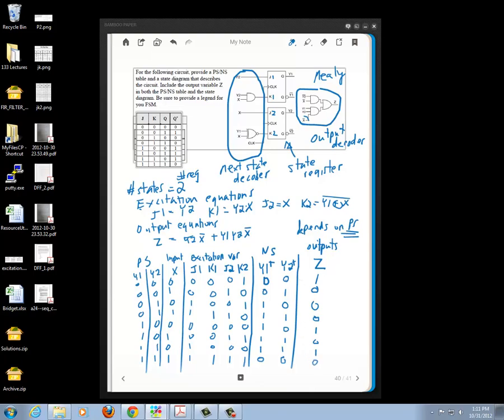Alright, so we have now completed the PSNS table that was asked for in the problem. That included our outputs and our next state variables. Now we can use this table to draw our state diagram, and that's what I will be doing in the next lecture.